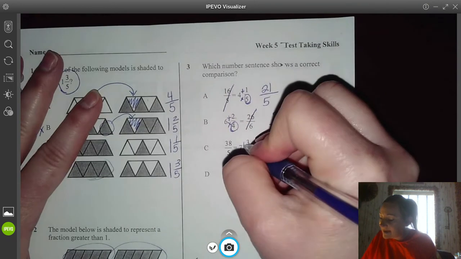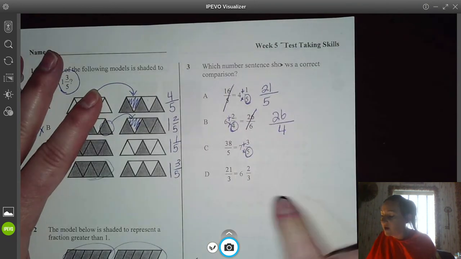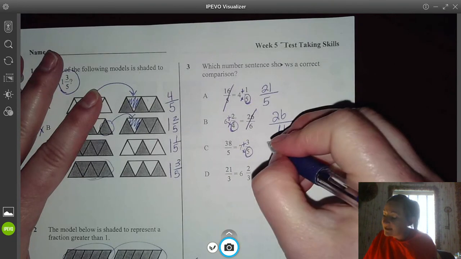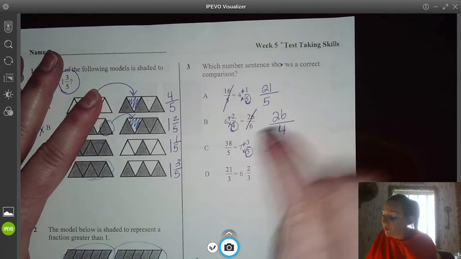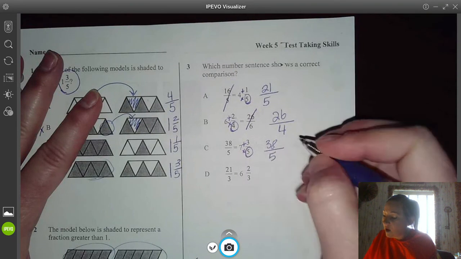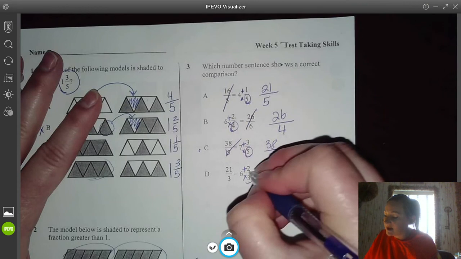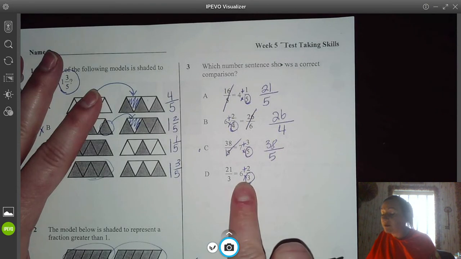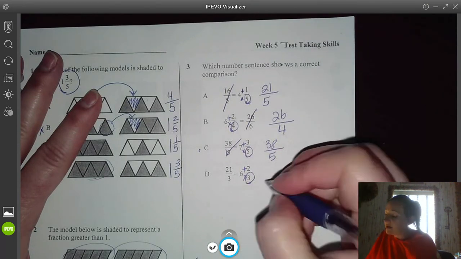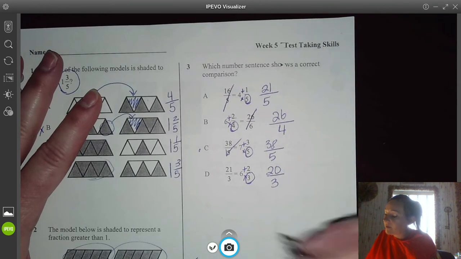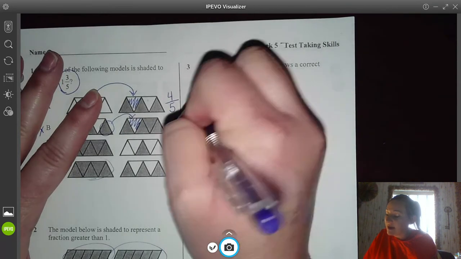Here I have my Texas, my T, and my X. Start with the dipper. 7 times 5 is 35. Plus 3 is 38. 38 what? Fifths. Oh, check. Maybe. Here's my Texas, starting with the dipper. 6 times 3 is 18, plus 2 more is 20. 20 what? 20 thirds. Almost, but not. So our answer is C.